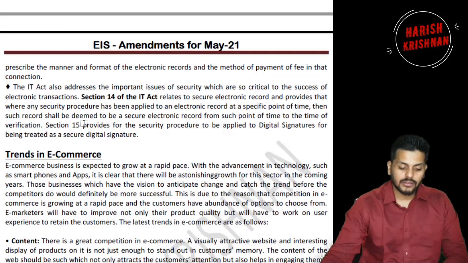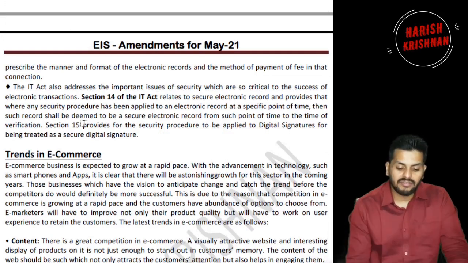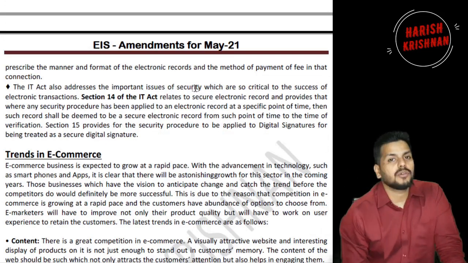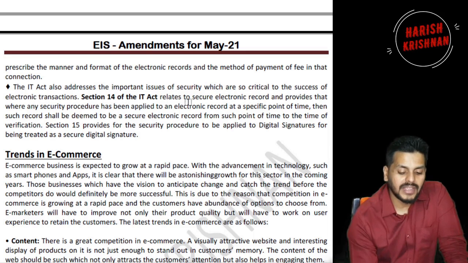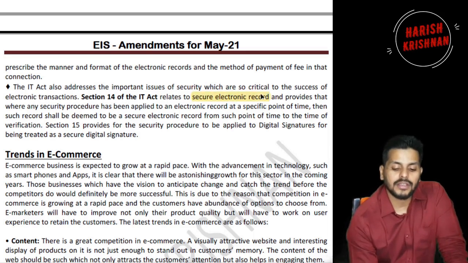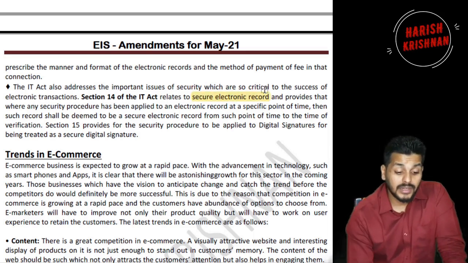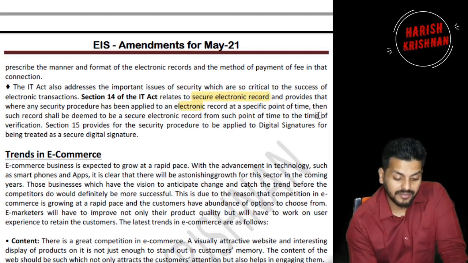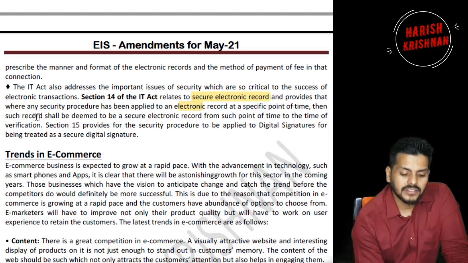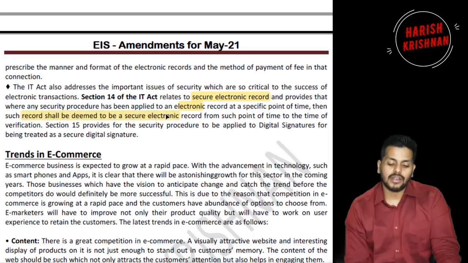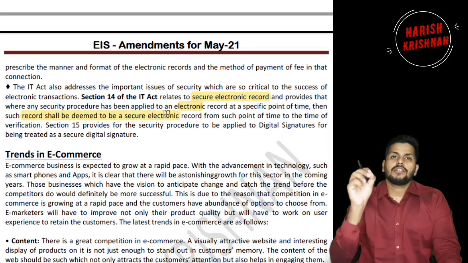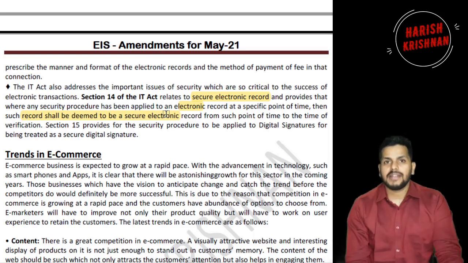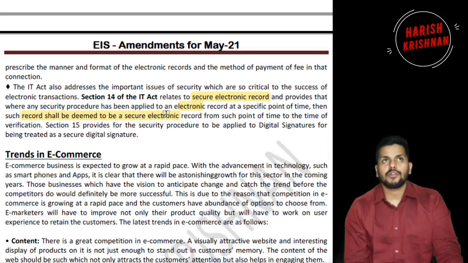Then the last part, they spoke about section 14 of the Act, relating to sections 14, 15, 16. All these 3 sections are about security. Section 14 of the IT Act relates to secure electronic records and provides that where any security procedure has been applied to an electronic record at a specific point of time, then such record shall be deemed to be a secure electronic record. That is any kind of security like password or encryption. Section 14 gives you the power to do so.